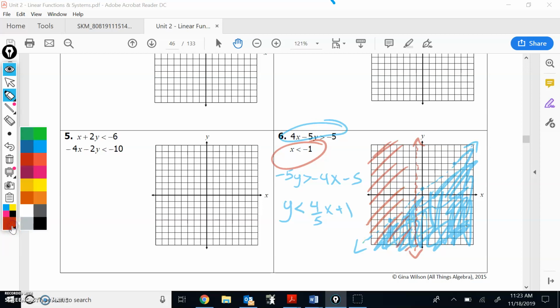I can see my overlapping region. I'm going to put that in green. It's right here. So there is my solution. Everything in green there, not including these lines because they are dotted. So everything in between them.